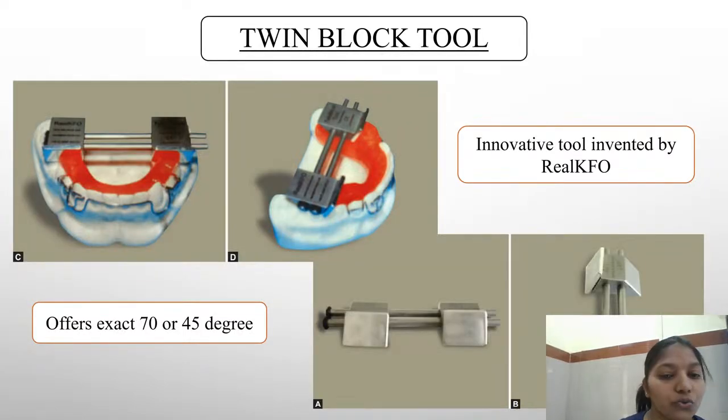Next is the twin block tool. It was invented by the real KFO. It offers the exact angulation we require, whether it is 70 degree or 45 degree. So this tool is mostly used if there is a need for accurate determination of the angulation.